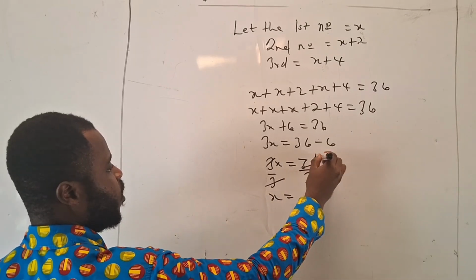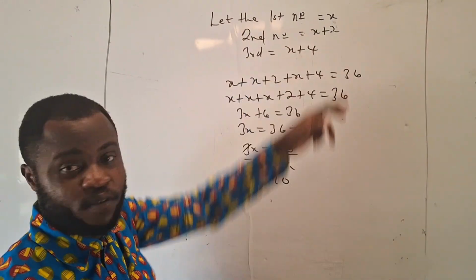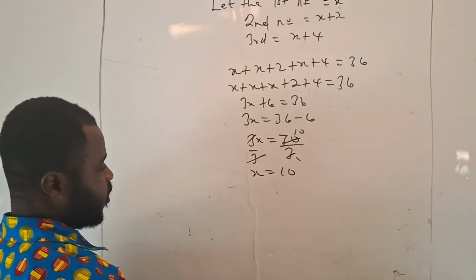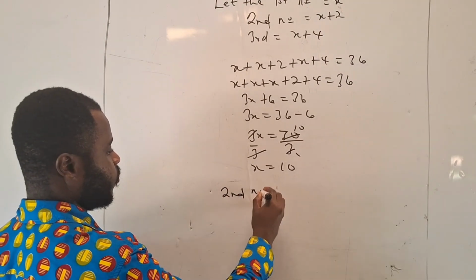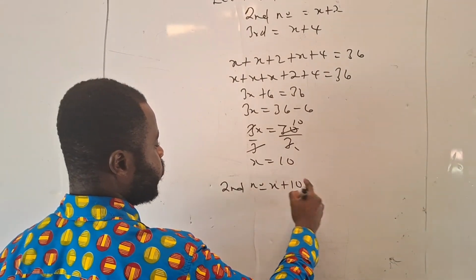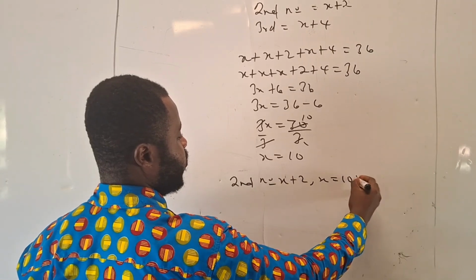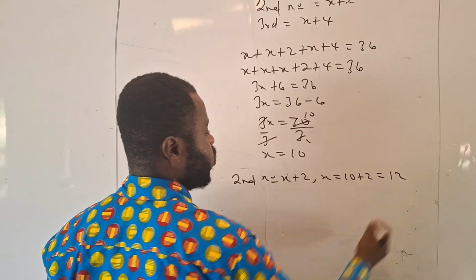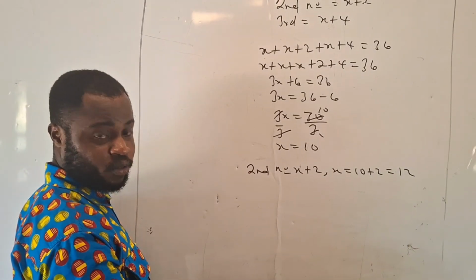So x is 10. So the first x represents the first number. So if this is the first number, the second number will be x plus 2. And we know our x is equal to 10, so 10 plus 2. So the second number is going to be what? 12. So after 10, the next number is 12, an even number.